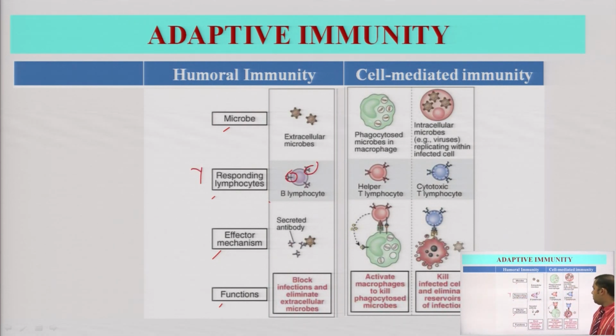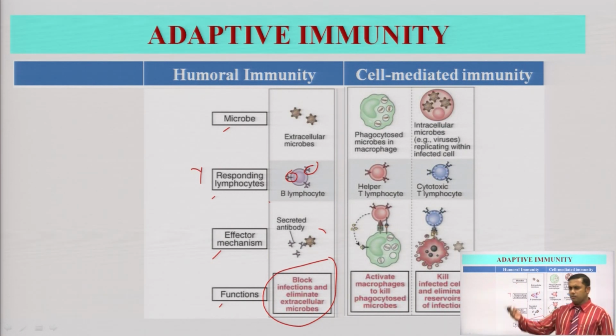This antibody will go there, and the antibody will bind and block the infections and eliminate the extracellular microbes. In your body, anytime any microbes may enter, your B cells' antibodies will go there and surround them. This microorganism will be surrounded by the B cells, that is, the antibodies.